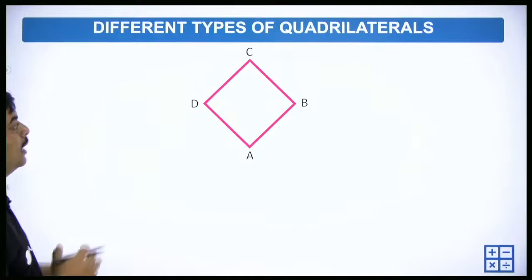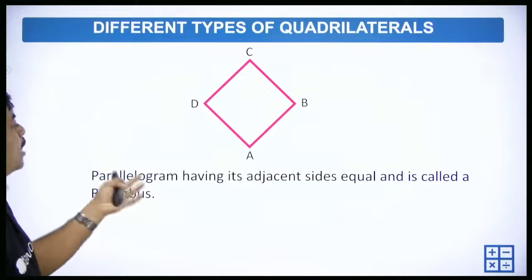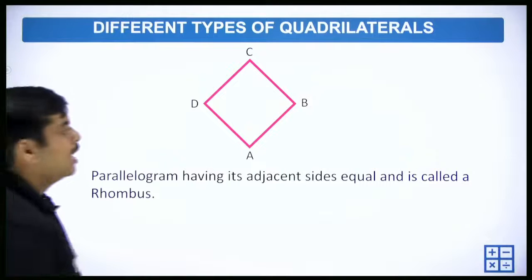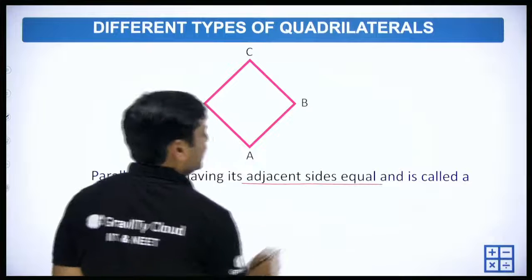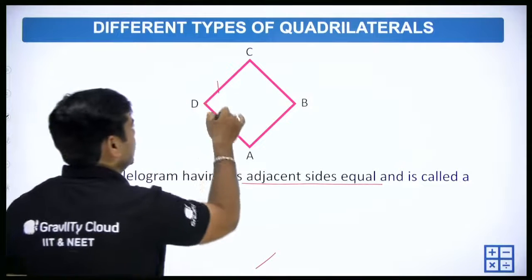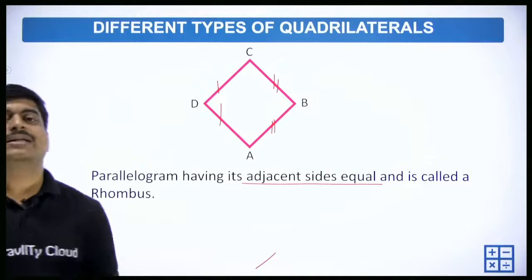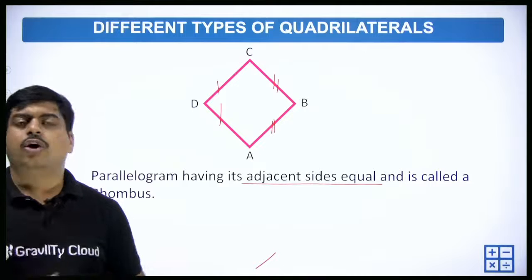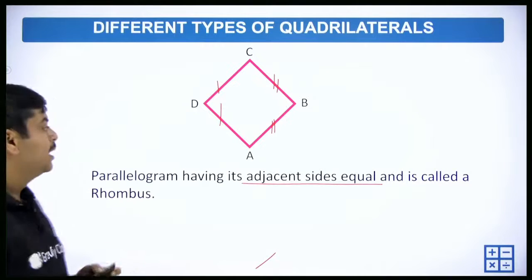The next one is something like a diamond shape, which is called a rhombus. A parallelogram having its edges and sides equal. The next to next sides are equal is called a rhombus. So these two sides are equal, these two sides are equal, then we can say that it is a rhombus. Not all the sides, that we are going to discuss next. What will happen when all the sides are equal? So it is a rhombus.